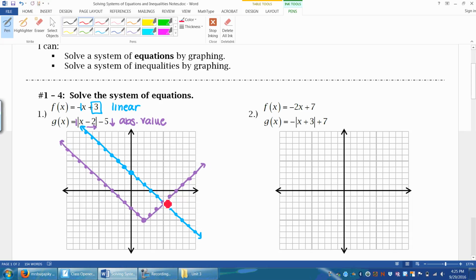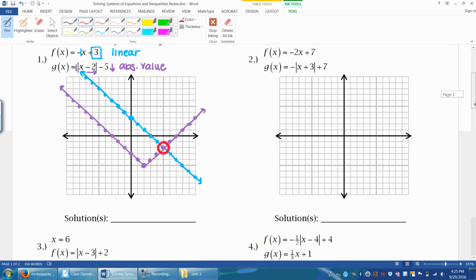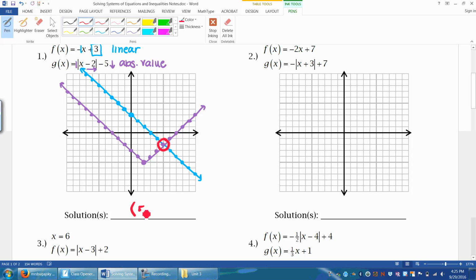And the solution to my system is the intersection point that's right here. It's at 5, -2.